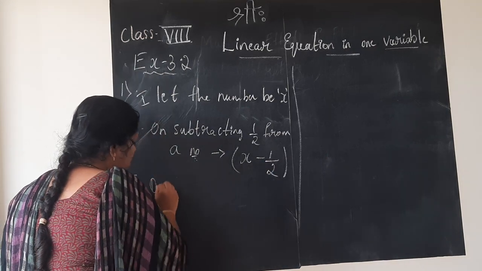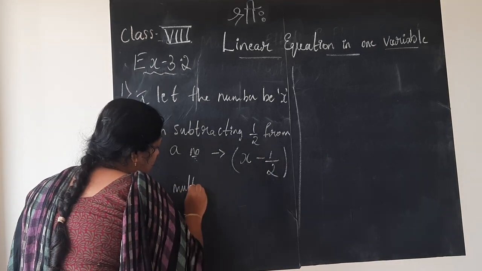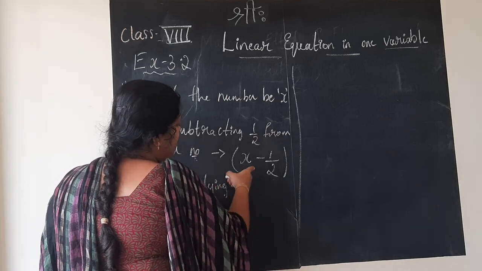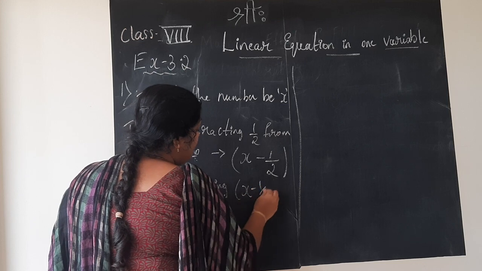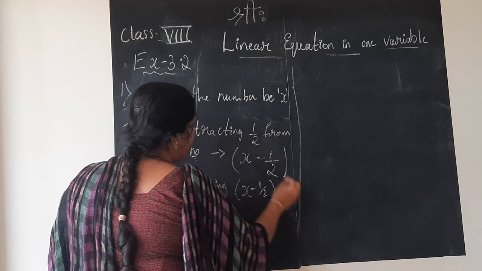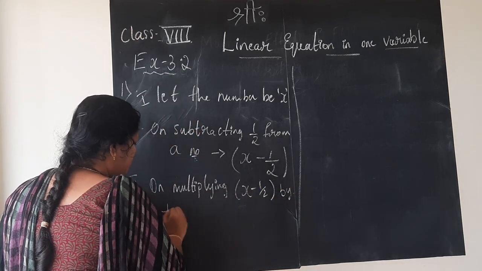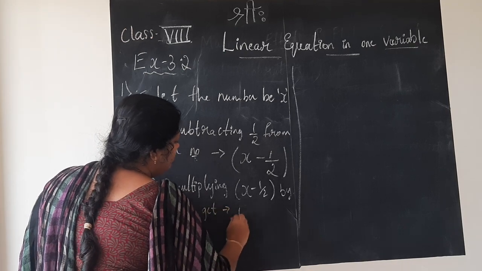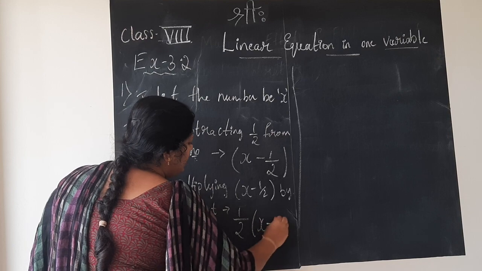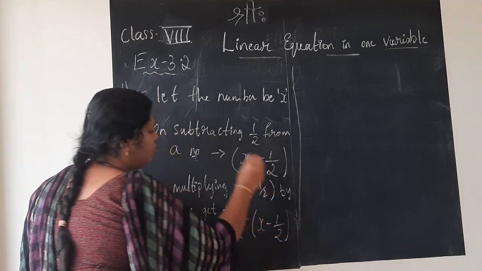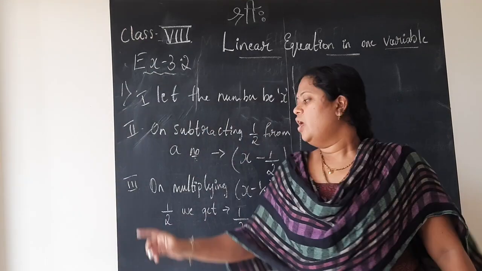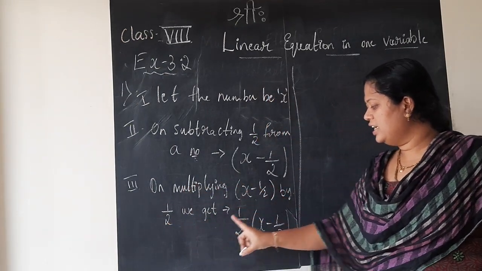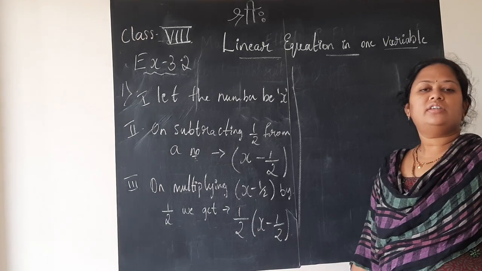So, on multiplying, what is the result? This is the result, that is x minus half is the result. On multiplying x minus half by 1 by 2, what do we get? We get half into x minus half. So, on multiplying the result by half, we get half into x minus half.